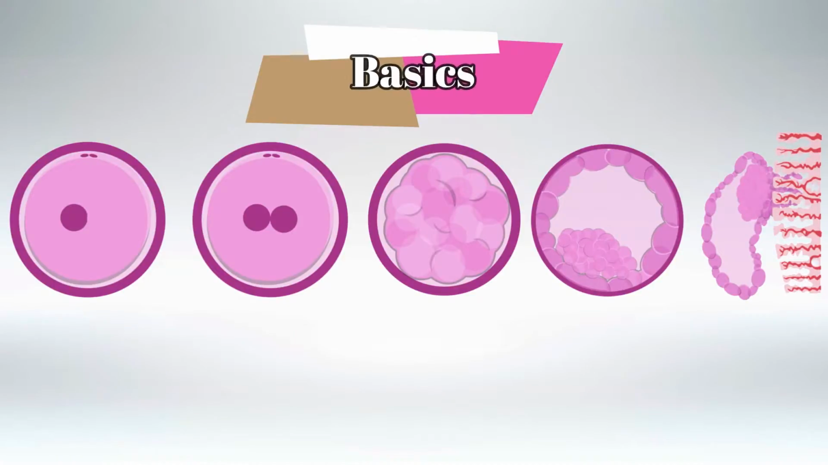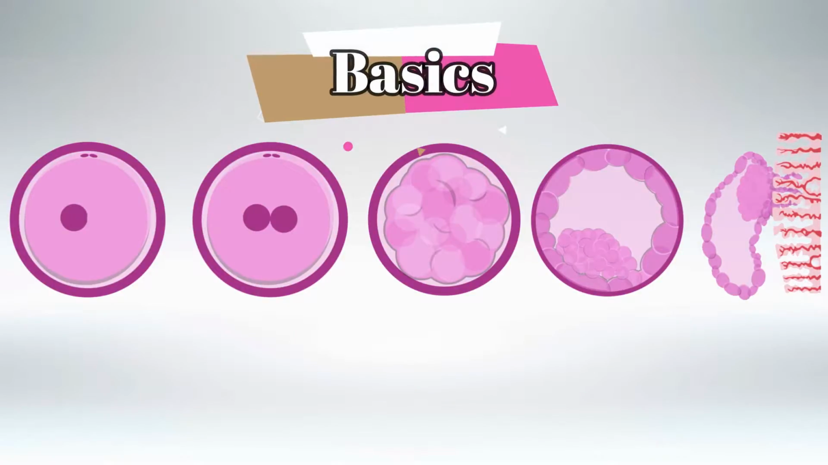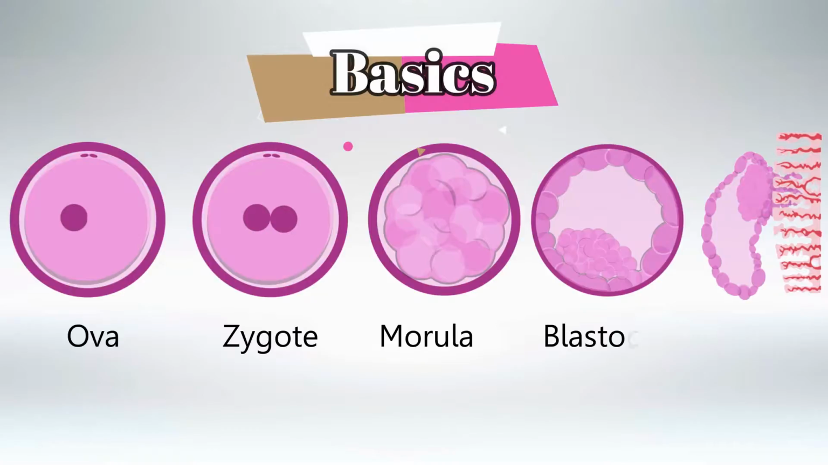So first let's talk about some basic physiology behind implantation and fertilization. Once ovulation occurs, and assuming fertilization was successful, the ova will mature into a zygote, and the zygote will mature into a morula, and the morula will mature into a blastocyst, and the blastocyst will be implanted into the endometrial wall to form a fetus.